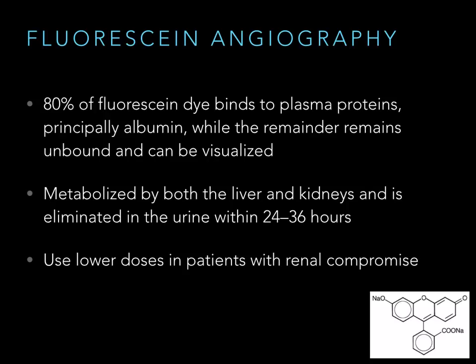80% of fluorescein dye binds to plasma proteins. The remainder is unbound and can be visualized. So the part that's bound is not the part that fluoresces. This will be different with ICG. It's metabolized by both the liver and the kidneys, eliminated in the urine within 24 to 36 hours. And then you want to use lower doses in patients with renal compromise. It has never been associated with any kind of nephropathy. Just like there's contrast-related nephropathy, there's no such thing as fluorescein-related nephropathy. If somebody says they have kidney disease, it's not a contraindication.